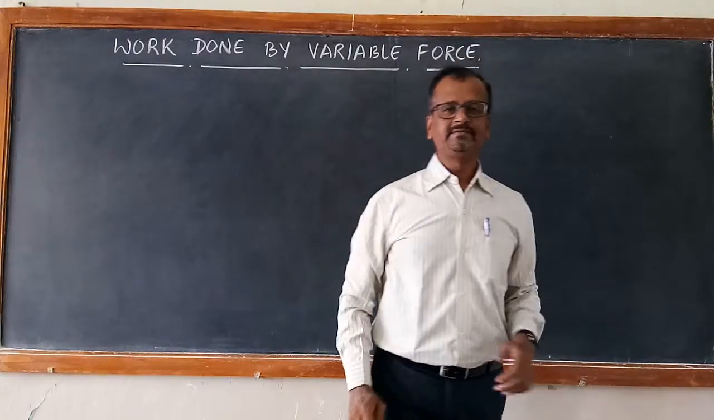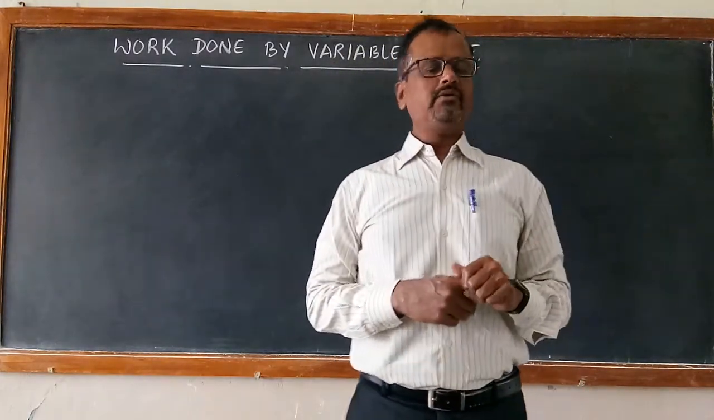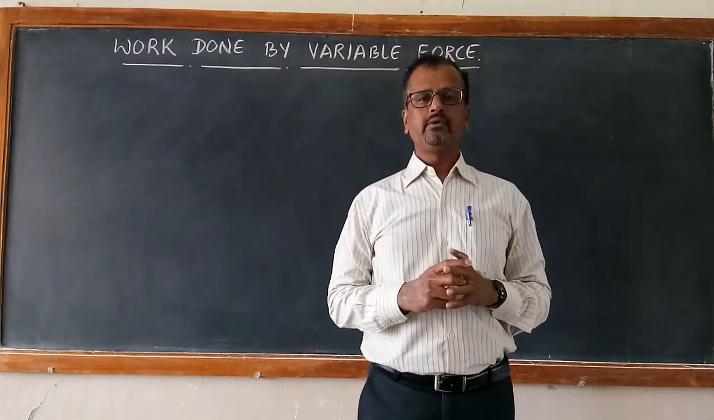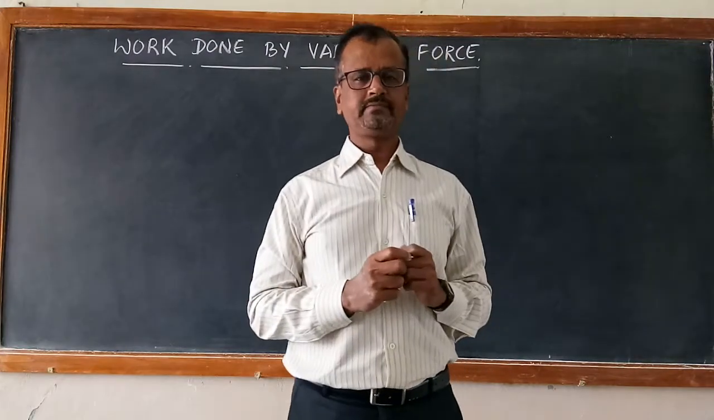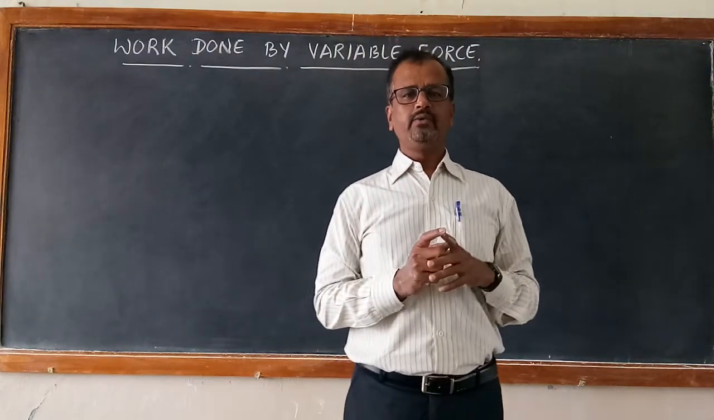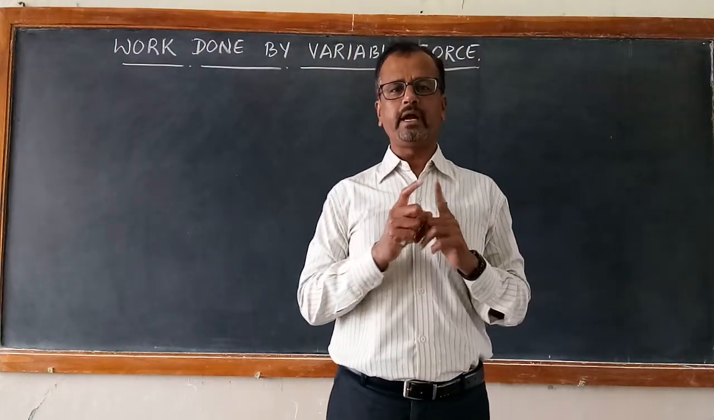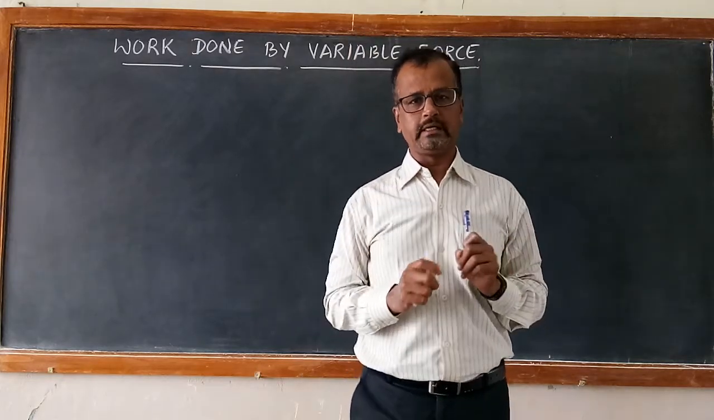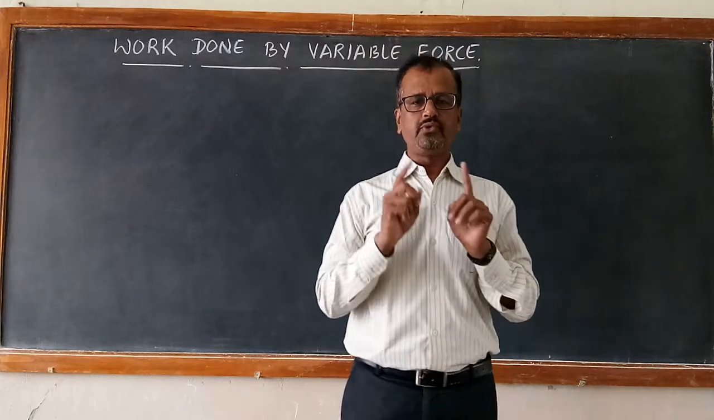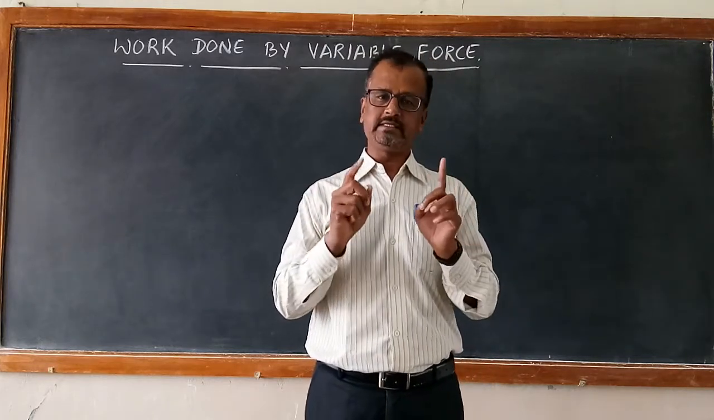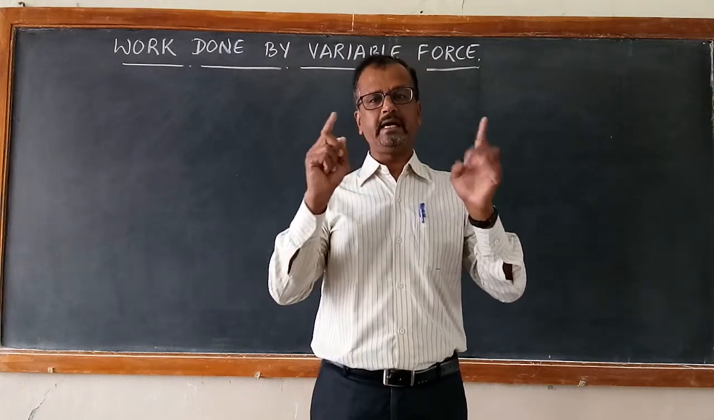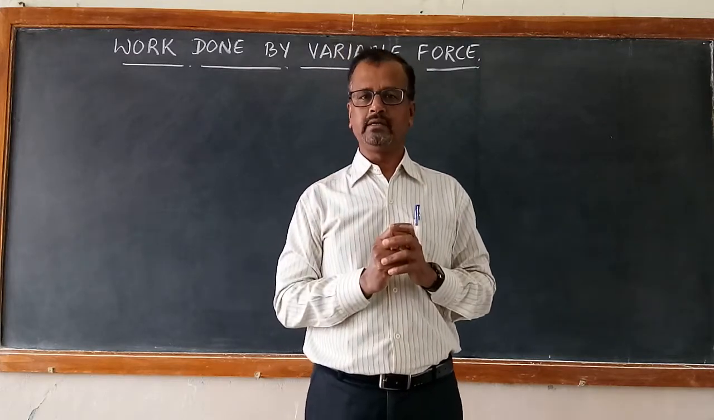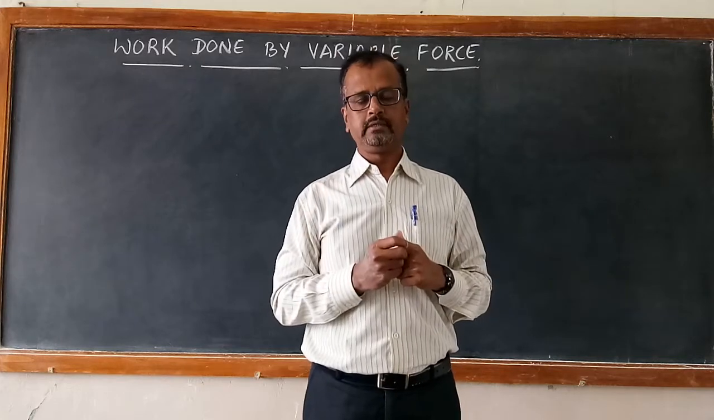Good morning, students. We are now familiar with how to calculate work when the force is constant. Until now we discussed that when the force is constant, if the body undergoes displacement in the direction of force, then work done is equal to force into displacement, that is, the dot product of the force vector and displacement vector. But if the force is variable, then how do we calculate work done?